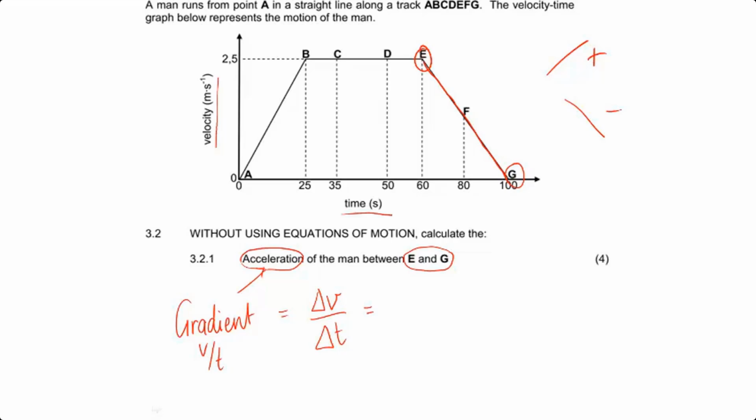So let's write this in full. That's V final minus V initial. In other words, this point is V final, and this point here is V initial.